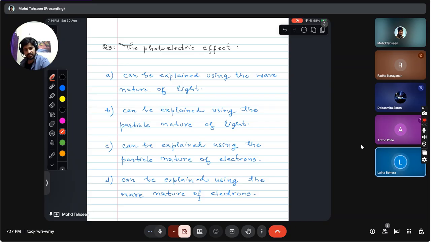So it's wave nature of light. Wave nature of light, yeah. So option B, right? What about option C? So option B is particle nature of light. Yes. So the option B, that is correct, right? So what about option C? Is that right or wrong?